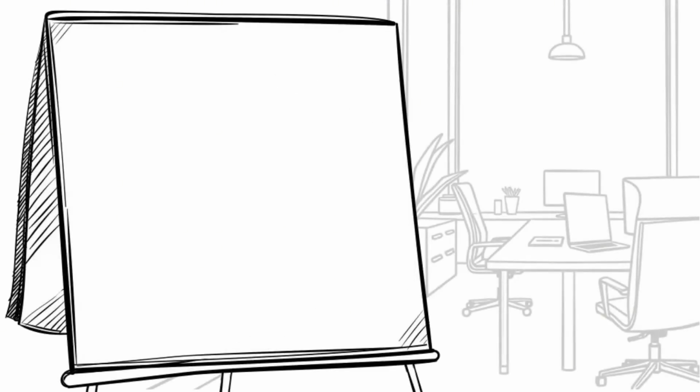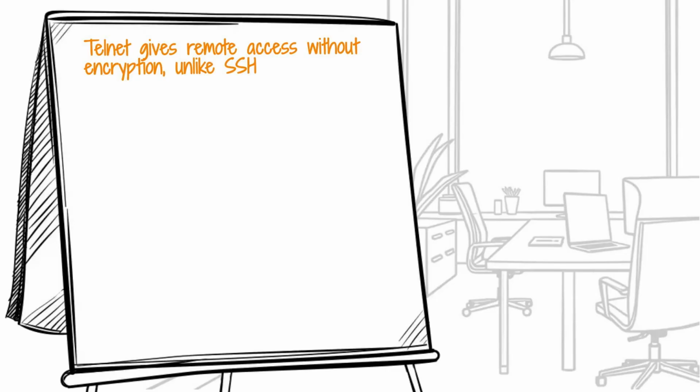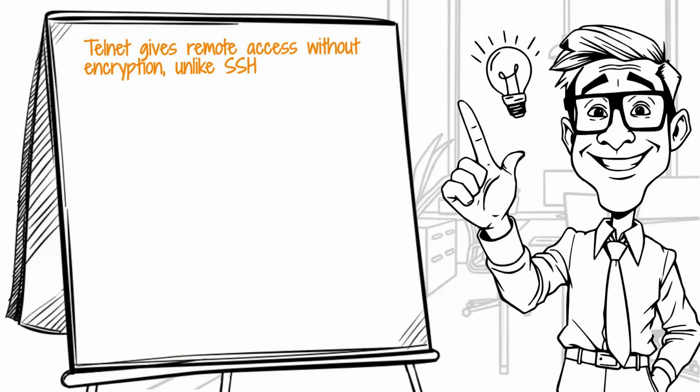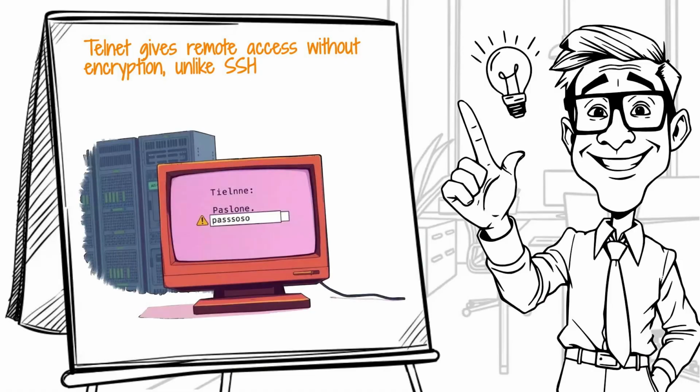Telnet. Telnet performs a similar function to SSH by allowing remote access to computers. However, Telnet sends all data, including usernames and passwords, in plain text without encryption. Because of its poor security, Telnet has largely been replaced by SSH.